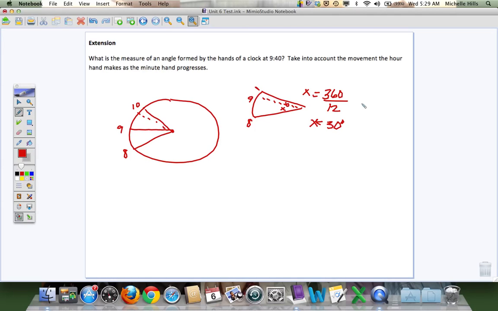To find y, it was part of the 30-degree angle, and 2/3, or 40/60, of the hour had passed at 40 minutes. So 2/3 times 30, or 40 over 60 times 30, meant that that was 20 degrees. So the angle measure that I'm looking for is 30 plus 20, which is a 50-degree angle.